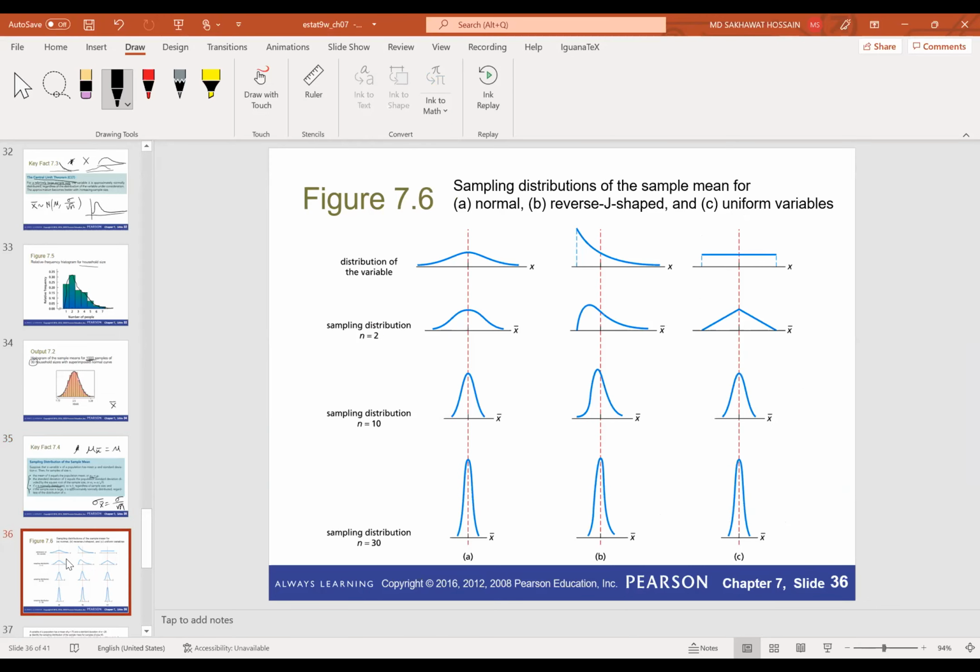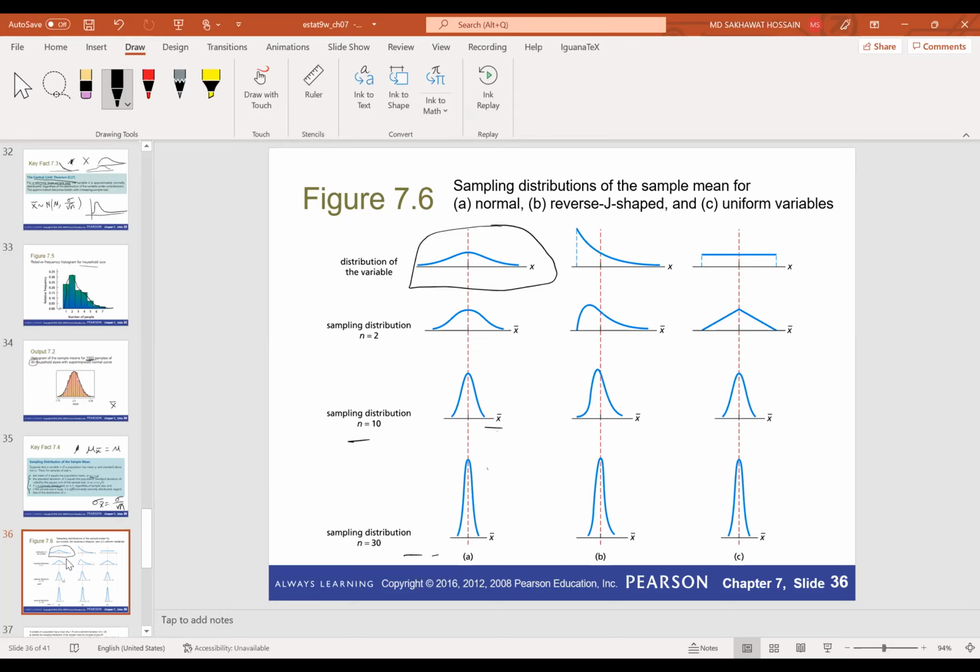Here you can see the distribution of the variable. This is the distribution of X, which is a normal distribution, bell curved, and the sampling distribution of X bar when n equals 2. The sample size is only 2, a very small sample size, right? But the distribution of X bar is still normal. And the sampling distribution when n equals 10, the distribution of X bar is also normal. The only difference is that when we increase the sample size, the variability or the spread decreases. So this is the sampling distribution when n equals 30. This is the distribution of X bar when X is normally distributed.